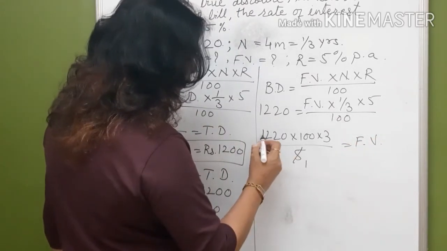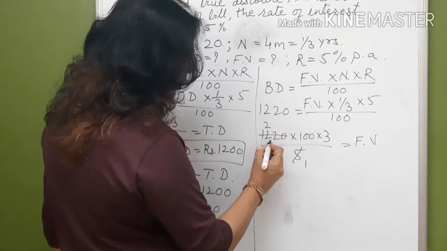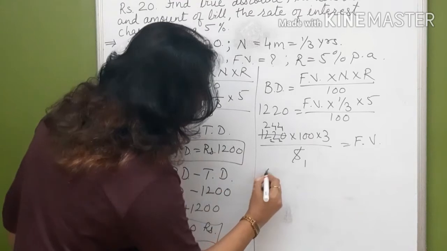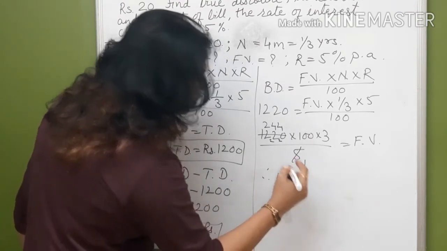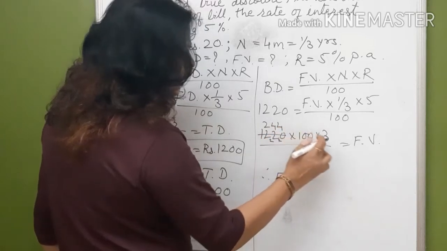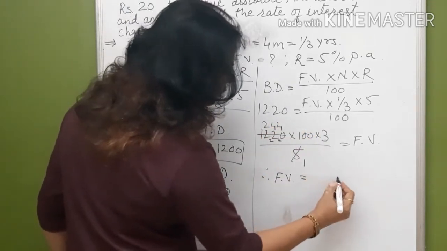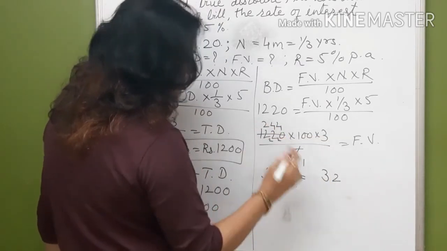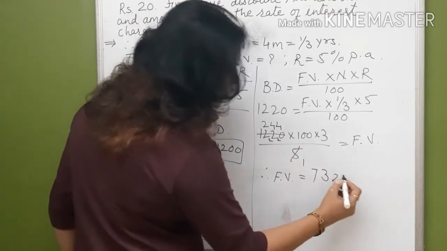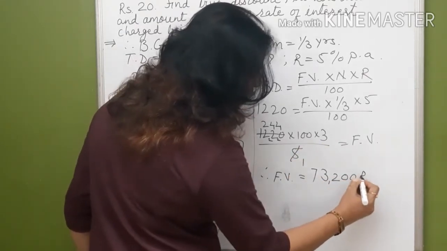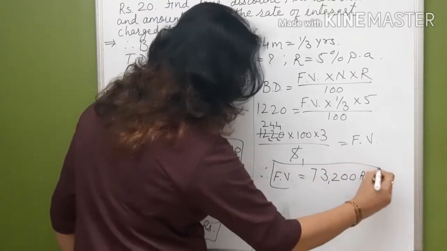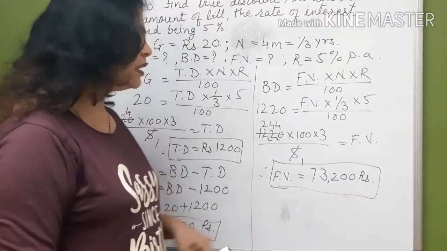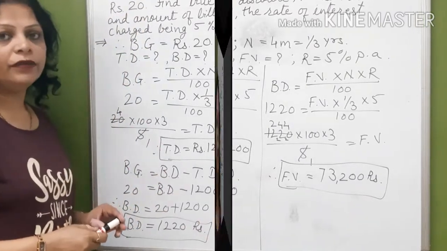So 5 ones are 5, 5 twos are 10, 5 fours are 20, again 5 fours are 20. So we get face value is equal to 244 into 3. So that comes 3 fours are 12, carry 1, 3 fours are 12 and 1 is 13, 3 twos are 6 and 1 is 7, into 100. So these two zeros. So you get face value as rupees 73,200. So this completes your sum number 12.